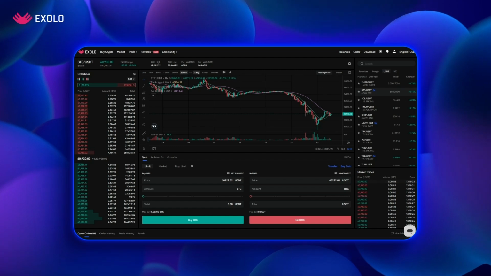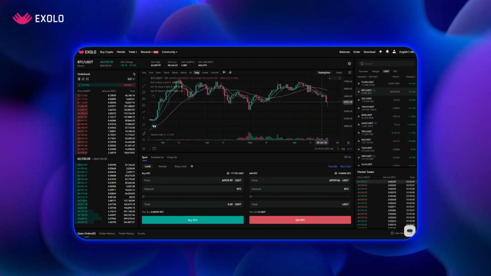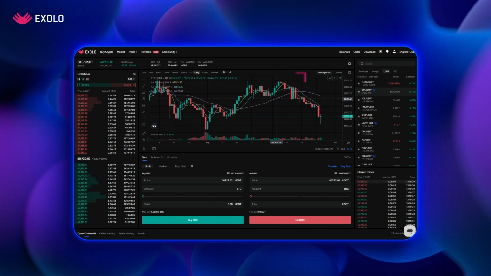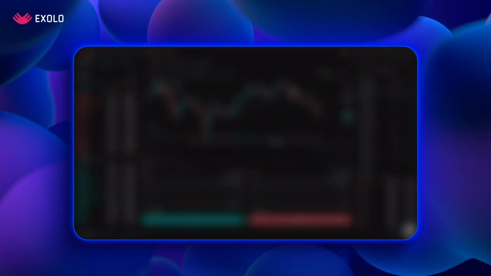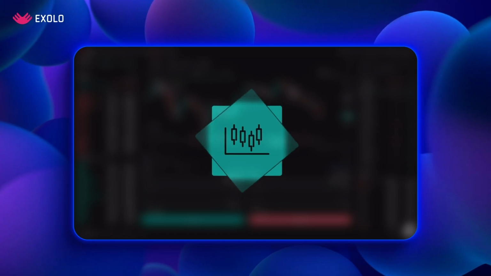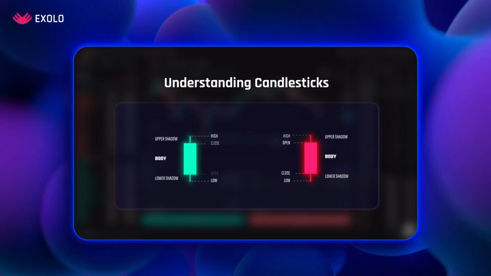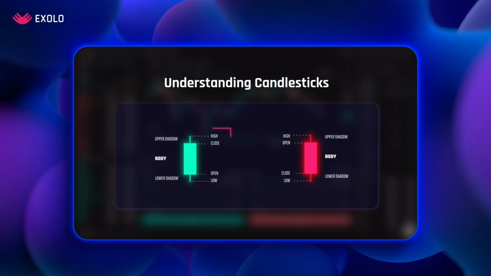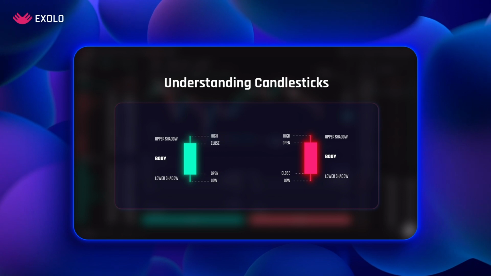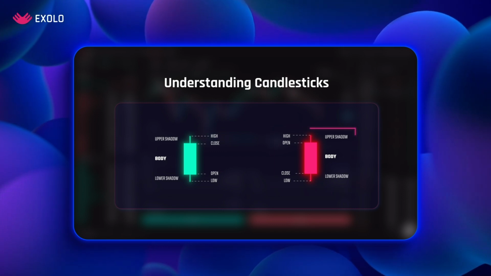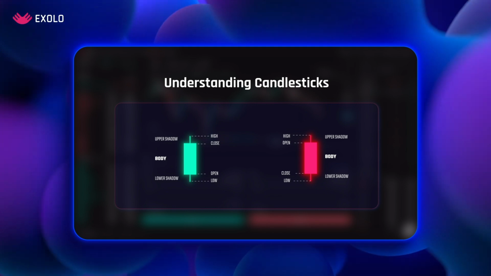Candlesticks. The chart uses candlesticks to represent price changes over different time frames. Each candlestick displays the opening, closing, high, and low prices for a specific period. Understanding candlesticks. Body. The thicker part of the candlestick shows the opening and closing prices. Green body indicates that the closing price was higher than the opening price, bullish. Red body indicates that the closing price was lower than the opening price, bearish.